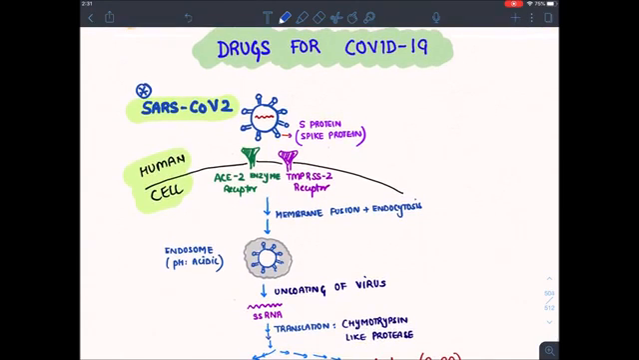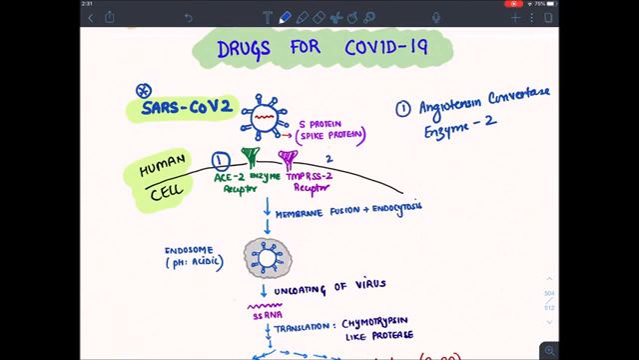On the human cell there are two receptors which are simultaneously required for the entry of coronavirus into the human cell. The first receptor is the ACE2 receptor. We will write one here, ACE2 enzyme receptor. A stands for angiotensin convertase enzyme 2 receptor. Okay, ACE stands for angiotensin 2 convertase enzyme.